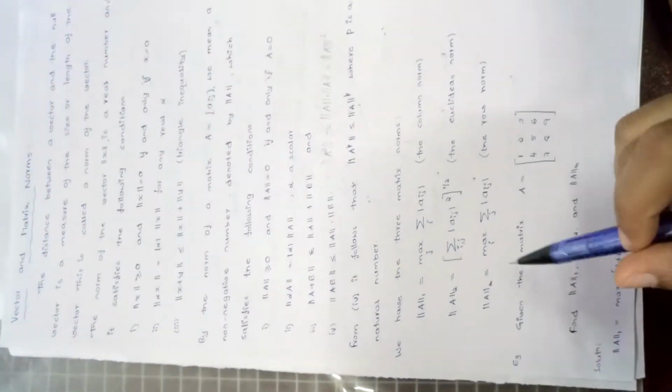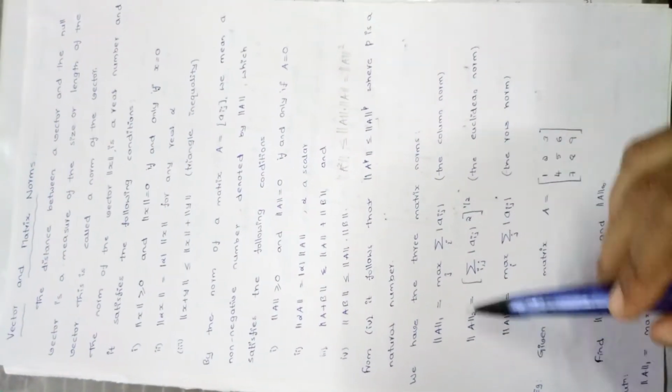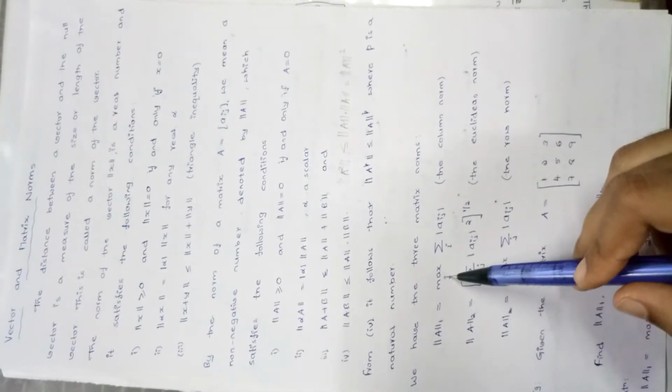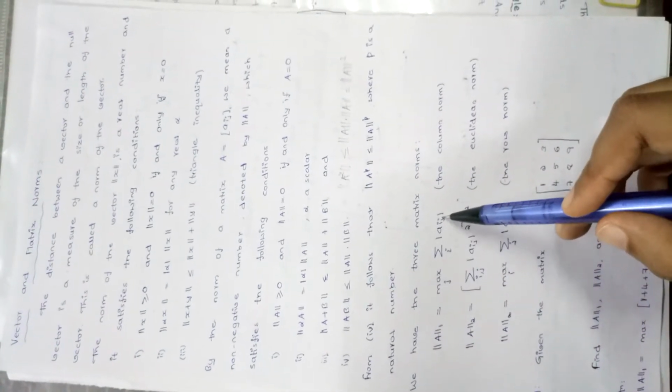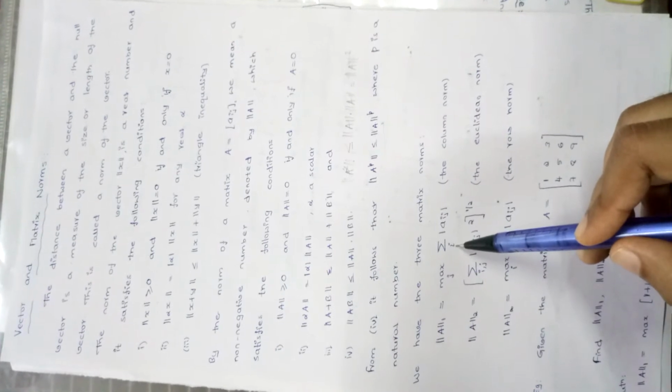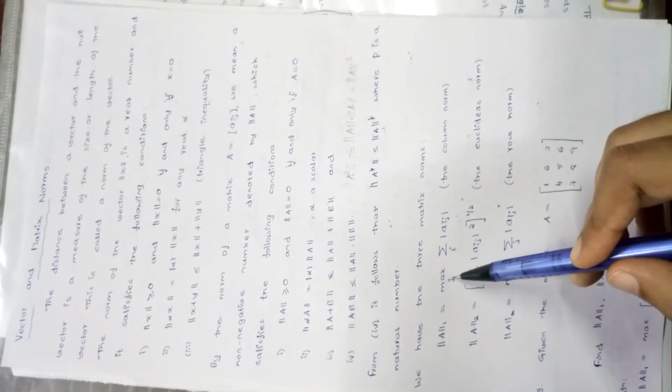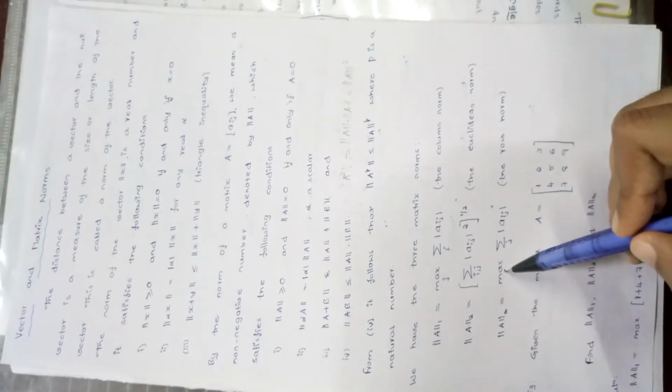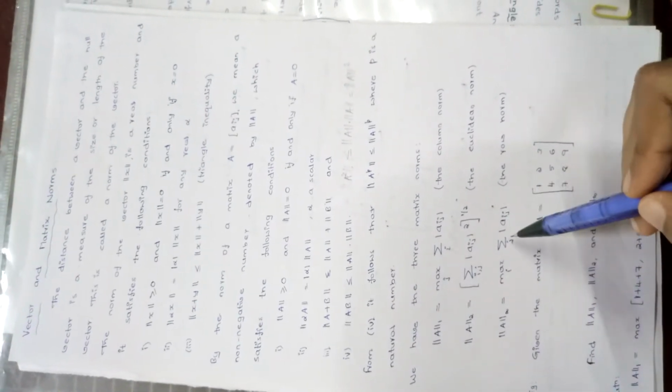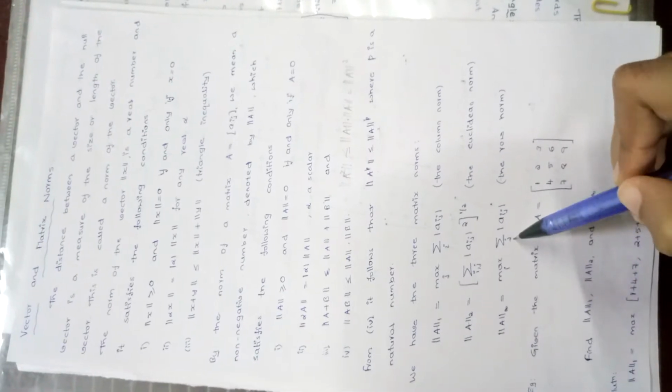Now we have three matrix norms. The first one is the column norm, which is given as maximum of summation of mod of aij. Here i, that is the row, varies and j, that is the column, is constant. The second one is the Euclidean norm, that is summation of mod of aij whole square, whole power 1 by 2. The third one is the row norm, that is maximum of summation of mod aij. Here j, that is the column, varies and i, that is the row, is constant.